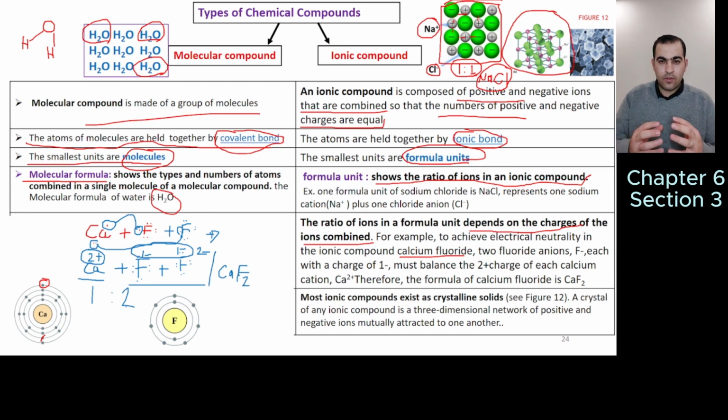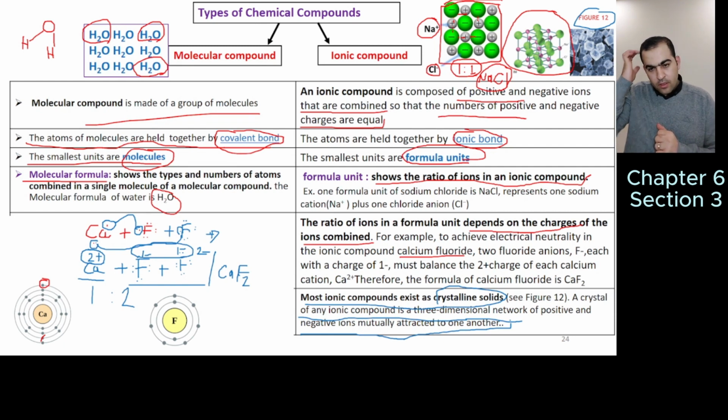Then they don't conduct electricity. But when they dissolve in water, they can conduct electricity. Okay, so most ionic compounds exist as crystalline solids. Okay, and they're like crystal. Look at this figure. A crystal of an ionic compound is a 3-dimensional network of positive and negative ions mutually attracted to one another.